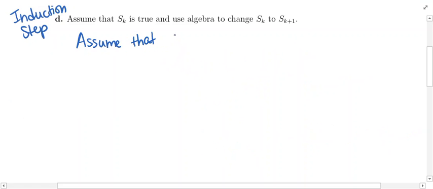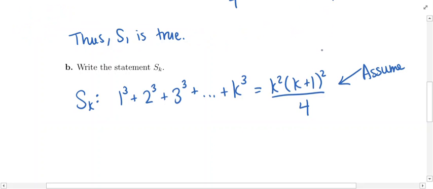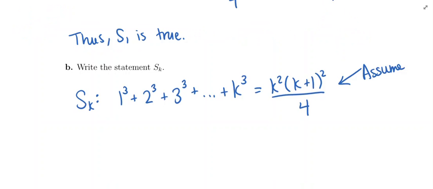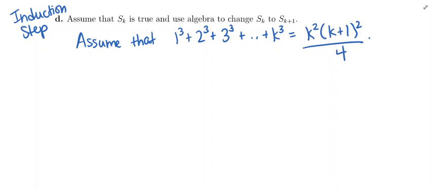We're assuming that 1 cubed plus 2 cubed plus 3 cubed plus all the way to k cubed is equal to k squared times k plus 1 squared over 4. Okay, that is our assumption. Just making sure it's right. Now using this assumption and algebra, we have to prove the statement in part C. We have to show that S of k plus 1 is true.